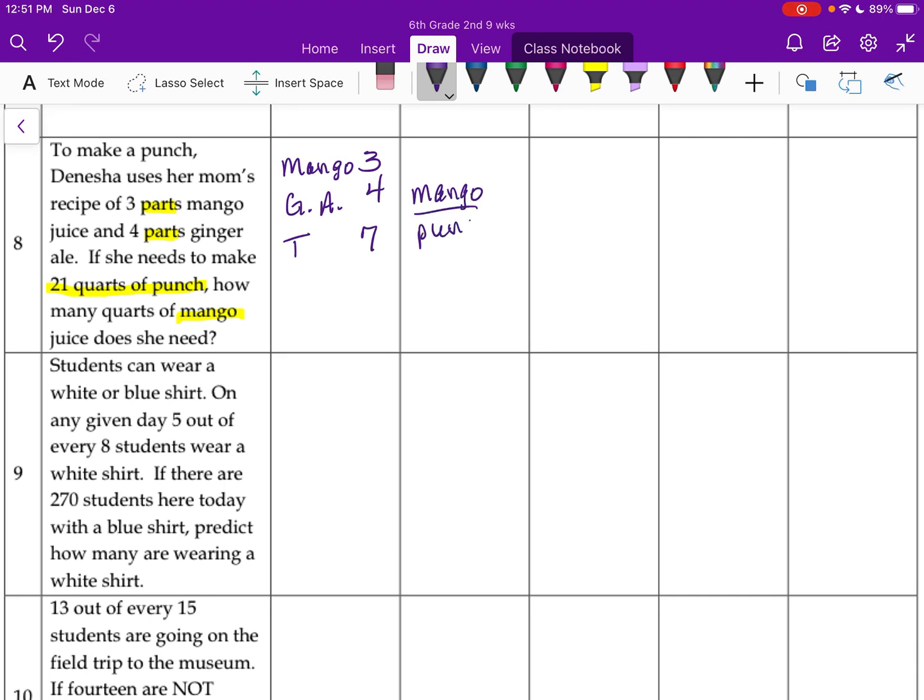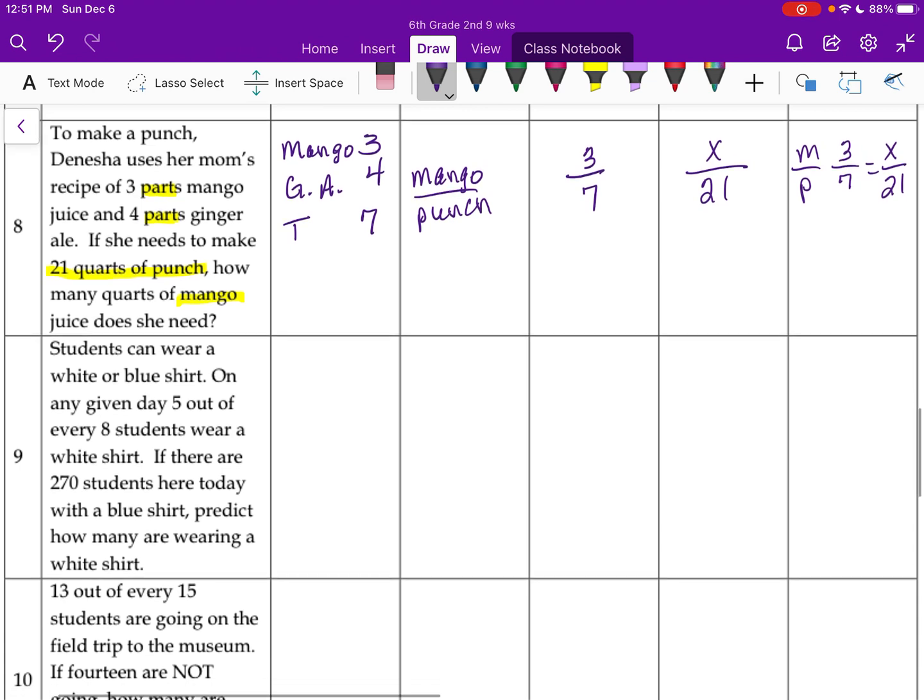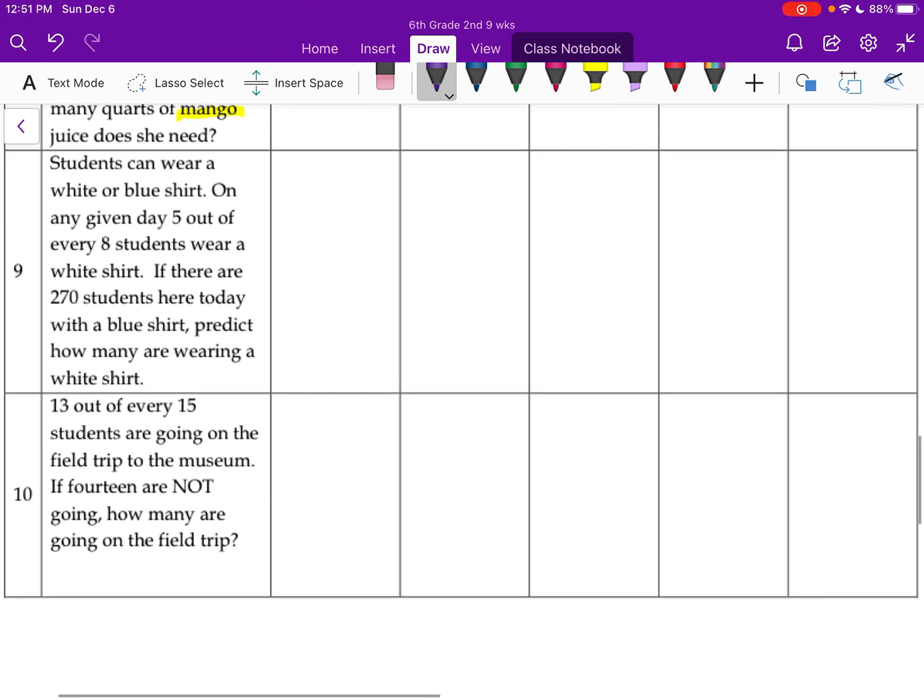From our original ratio, we have 3 mango, and how much punch would that make when she adds the ginger ale? It would make 7. We don't know how much mango juice she would need if there's 21 quarts, and 21 quarts is the total. So mango to punch, or mango to total. All right, pause the video. Try number 9.